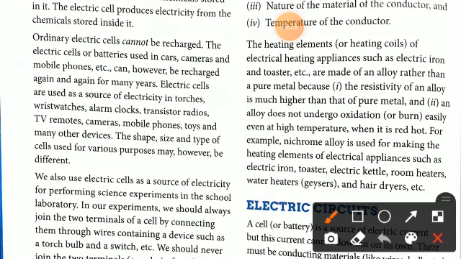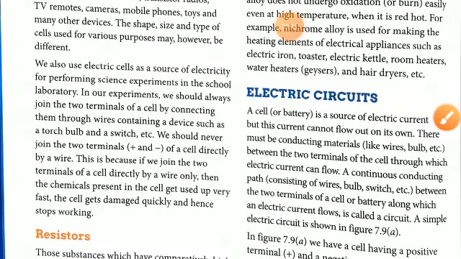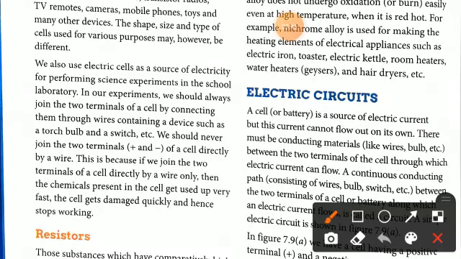Electric cells are used as a source of electricity in torches, wristwatches, alarm clocks, transistor radios, etc. The shape, size and types of cells used for various purposes may however be different. We also use electric cells as a source of electricity for performing science experiments in the school laboratory.